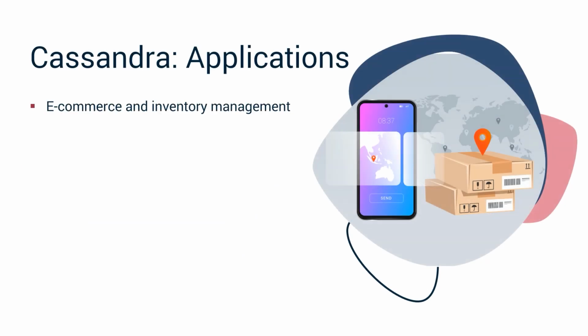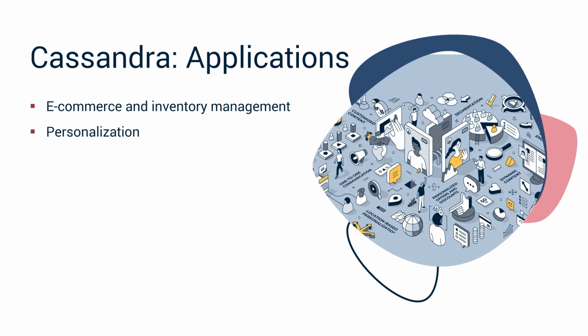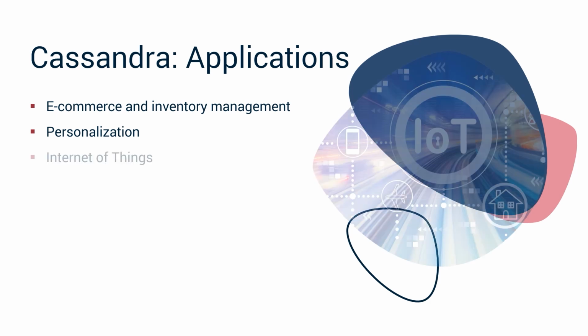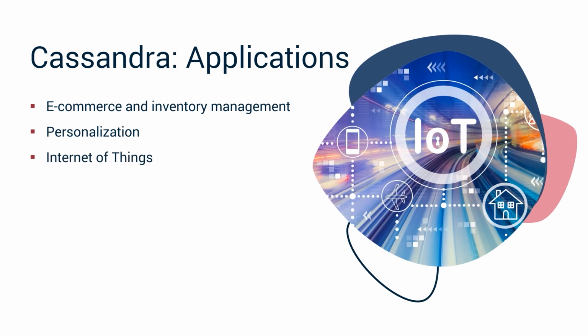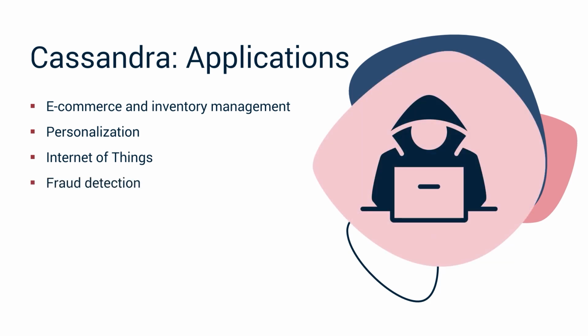The first application is e-commerce and inventory management. Cassandra is also used for personalization, recommendations, and customer experience. It is also used for the Internet of Things, or IoT, and edge computing. The next application of Cassandra is fraud detection and authentication.